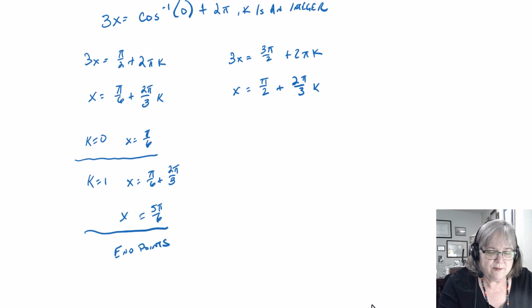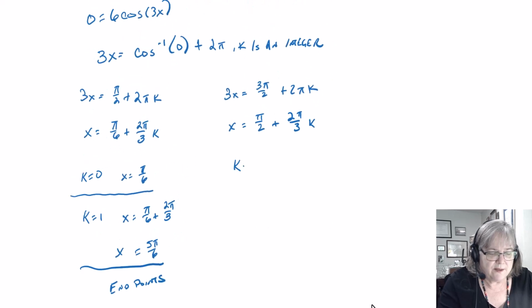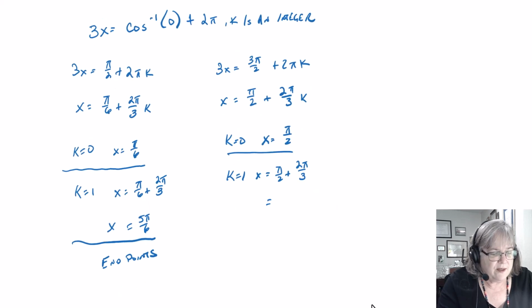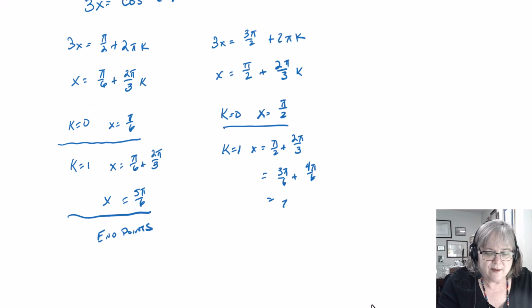of our interval. And let's go over here. If k is 0, x is pi over 2. And if k is 1, x is pi over 2 plus 1 of the 2 pi over 3's, because k is 1, which is 3 pi over 6 plus 4 pi over 6. So this is 7 pi over 6. But this is outside our interval.